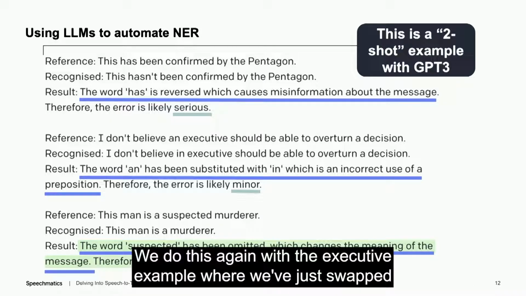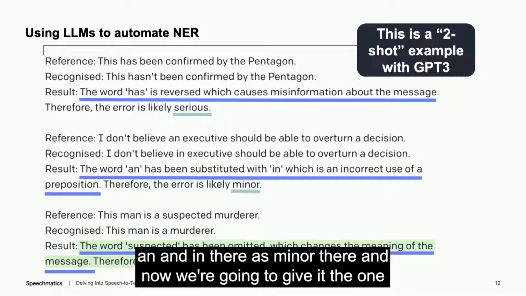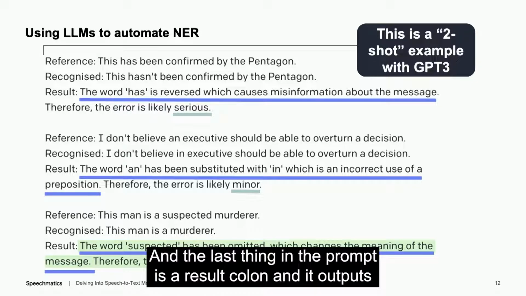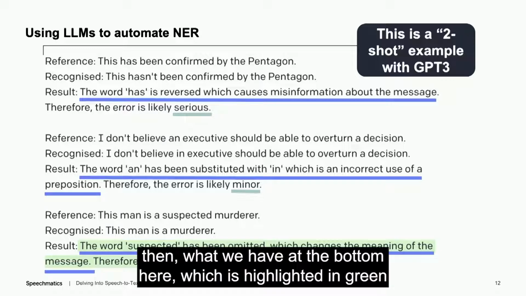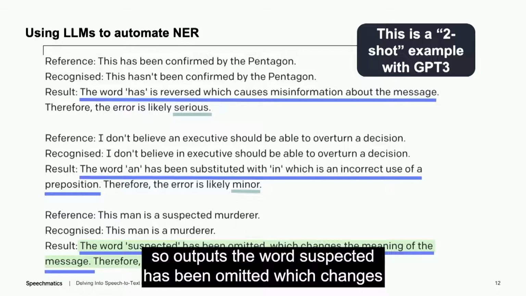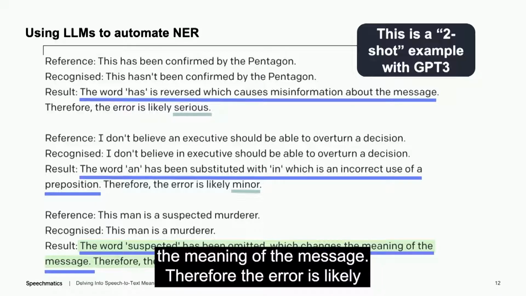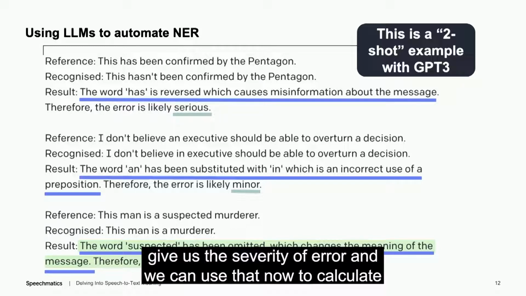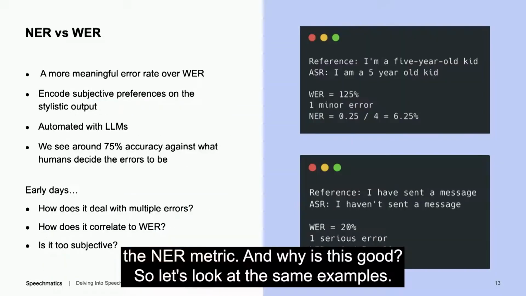We do this again with the executive example, where we've just swapped an and in. The error is minor there. And now we're going to give it the one we care about, which is when we omit suspected before murderer. The last thing in the prompt is result:, and it outputs what we have at the bottom here, which is highlighted in green. It outputs: the word suspected has been omitted, which changes the meaning of the message. Therefore, the error is likely serious. So it gets it right. It's using its world knowledge to give us the severity of error, and we can use that now to calculate the NER metric. And why is this good?